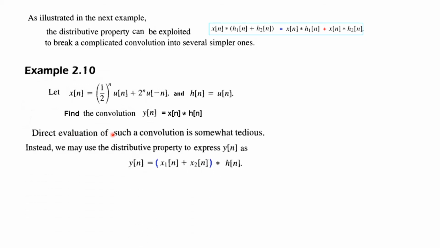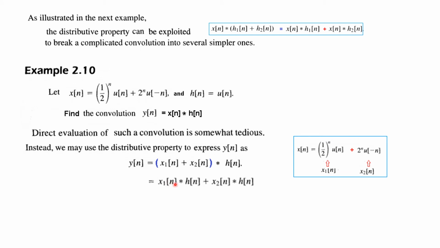Now, the direct evaluation of such a convolution is somewhat tedious. If you want to solve it directly, it will become very difficult. So we'll take help of the distributive property, and as you know, this can be broken down into two parts: x1 convolved with h[n] and x2 convolved with h[n]. In our case, x[n] is given like this. The first part we call x1[n], and the second part we call x2[n].